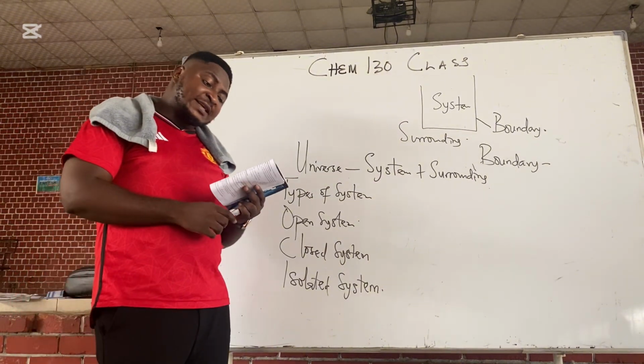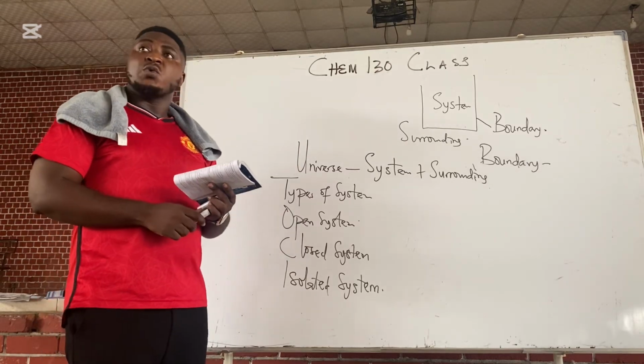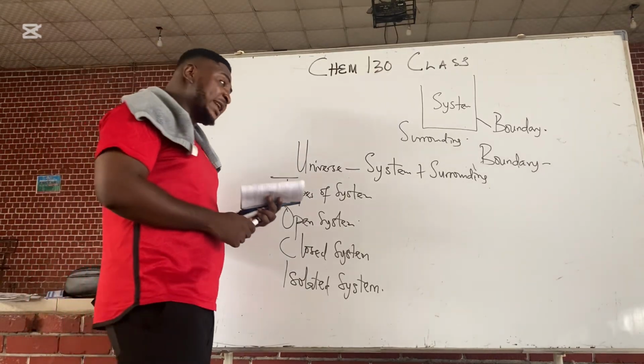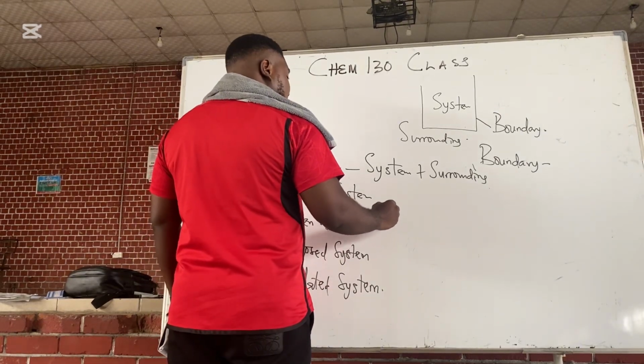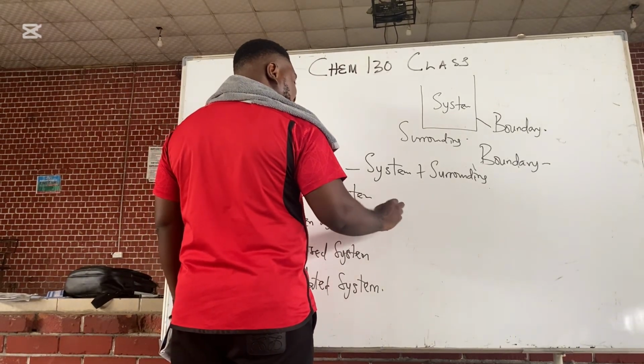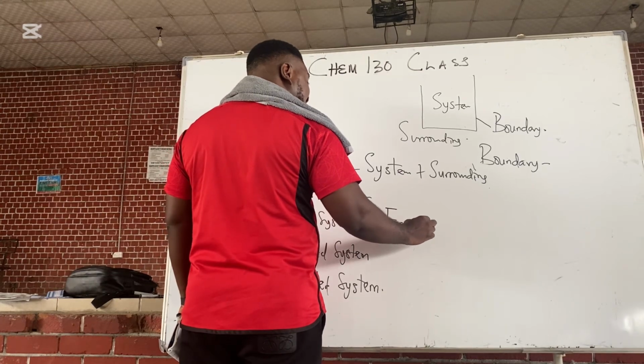An open system is a type of system where there's exchange of both energy and mass. It's the type of system where there's exchange of both what? Energy and mass. In bracket, put matter.